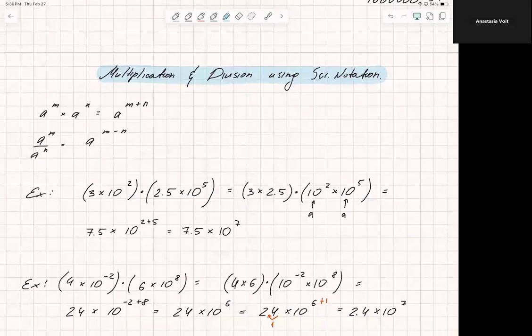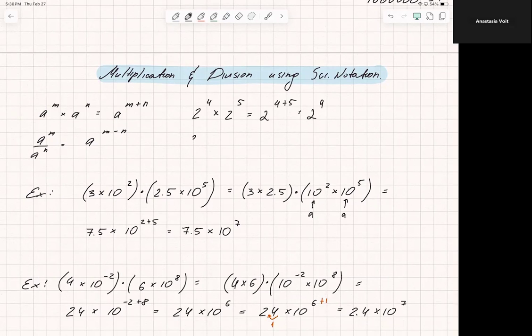One important note that you need to remember is these 2 rules. Any number to the power of m times the same number to the power of n can be written as that number to the power of m plus n. So let's say we have 2 to the power of 4 times 2 to the power of 5, for example. That can be written as 2 to the power of 4 plus 5, which is 2 to the power of 9.